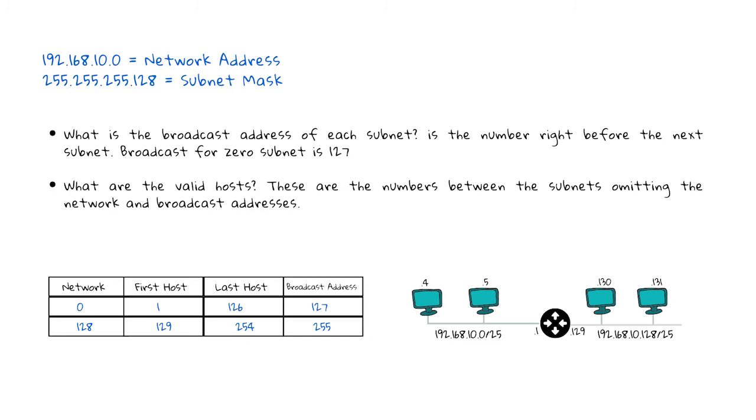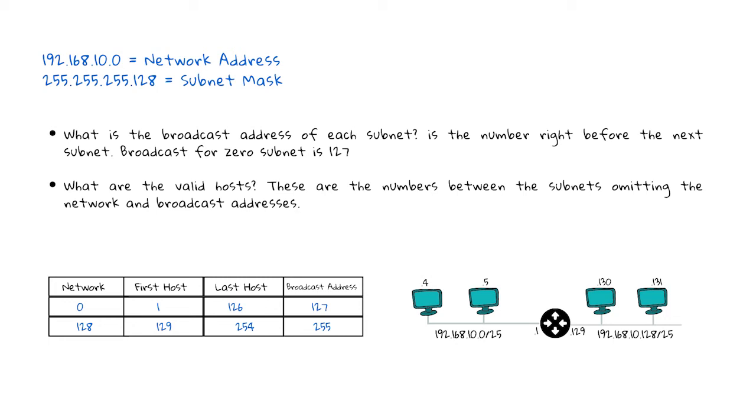The fourth question is the broadcast address. Remember, we said the broadcast address is the number before the next subnet. In our case, 127 is the number before 128. So the broadcast address for the 0 network is going to be 127, and the broadcast address for the 128 network is going to be 255.